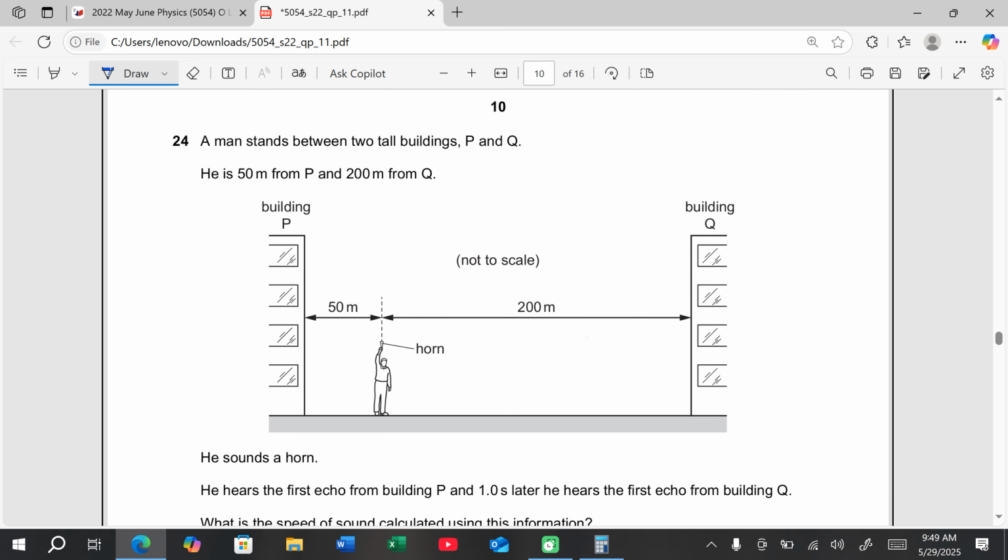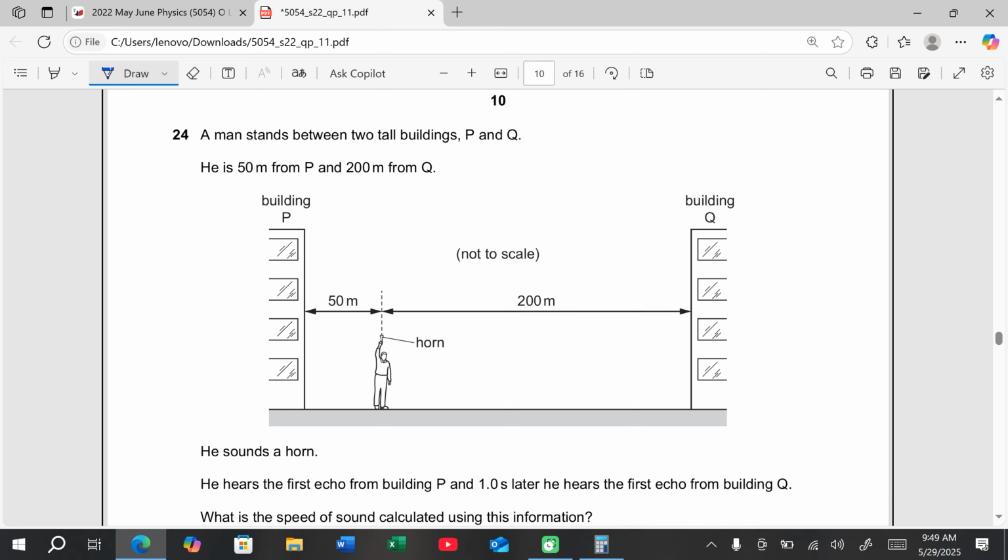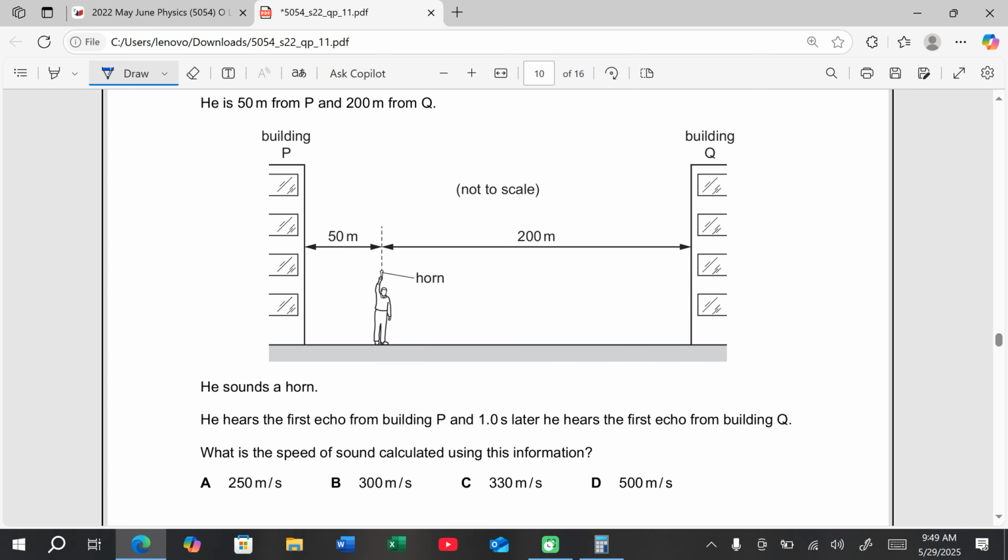A man stands between two tall buildings P and Q. He is 50 meters from P and 200 meters from Q. He sounds a horn. He hears the first echo from building P. 1 second later he hears the second echo. What is the speed of the sound?